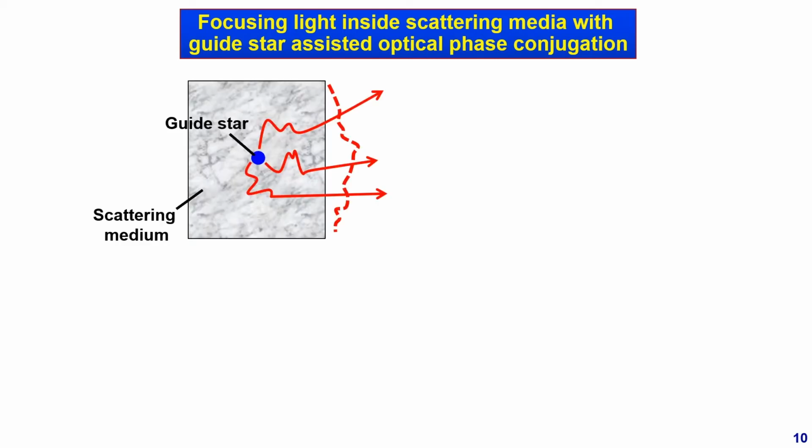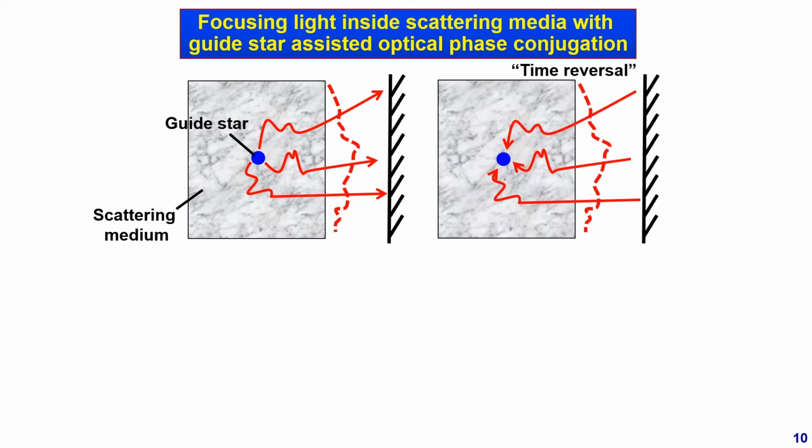In this method, a guide star emits light inside the scatter medium, and we detect the scattered light field outside the medium. Imagine if we can do time reversal, the detected photons will trace their trajectories back to the guide star where they come from. In this way, they form a focus despite scattering. However, in reality, we cannot reverse time.